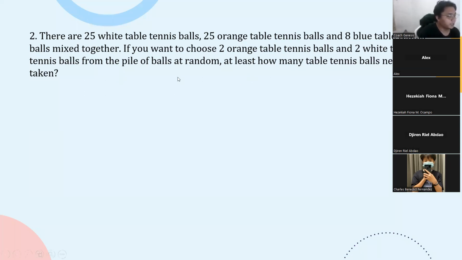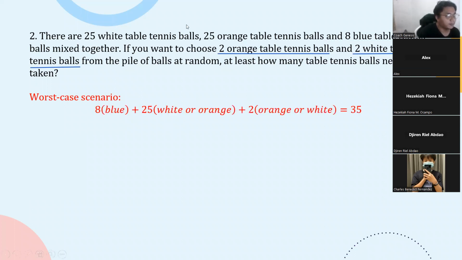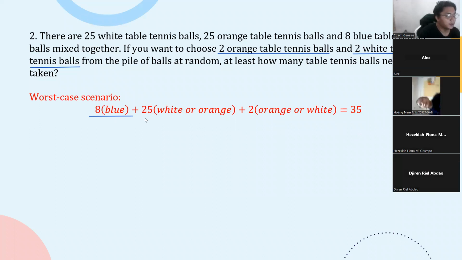Here we must use, of course, the worst case scenario, because what we want is to ensure that we have 2 orange table tennis balls and 2 white table tennis balls. In this case, we first pick the blue table tennis balls, because these will not satisfy any of the conditions in the problem. So you have 8 blue, and then we have to pick 25 white or orange table tennis balls.